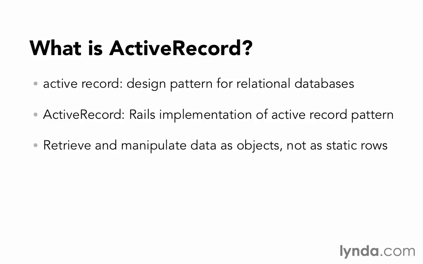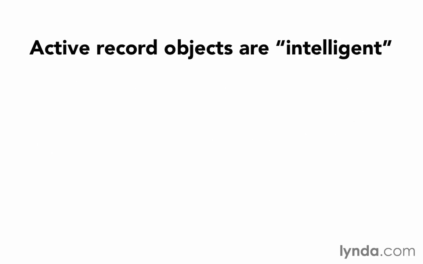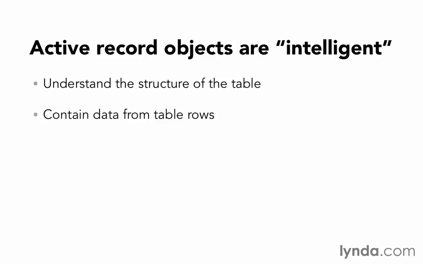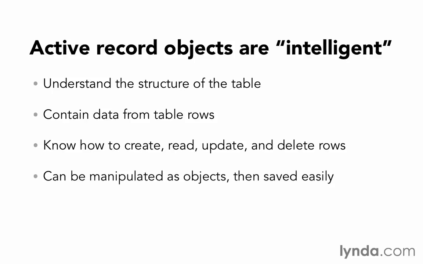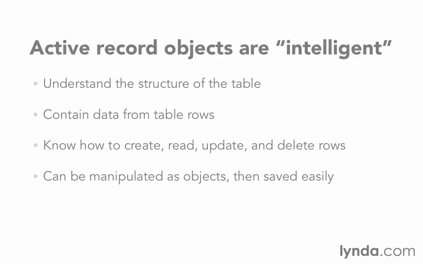If you've ever worked with database data as rows, you know that it can be cumbersome. Instead, active record makes our objects intelligent. The objects understand the structure of the database, and they know how to interact with it. Our objects not only contain data, but they also contain code for creating, reading, updating, and deleting rows in the database. Therefore, objects can be manipulated and saved back to the database with just a few simple commands. Let's see an example to give you a feel for it.